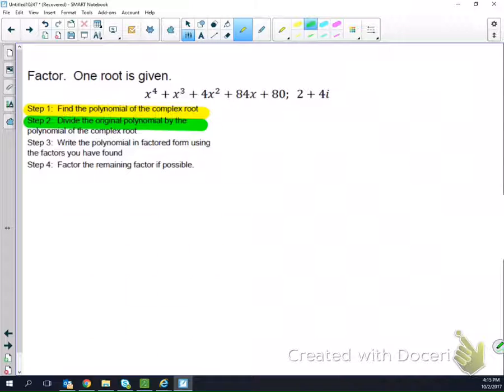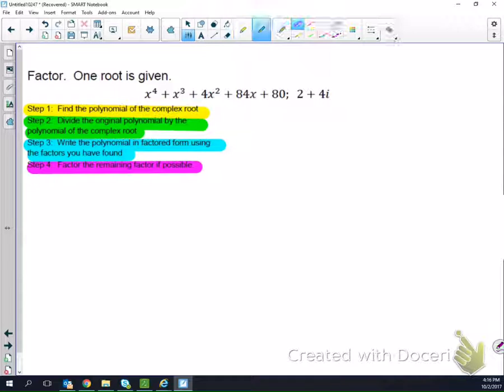Step 2, we're going to divide the original polynomial by the polynomial of the complex root. Then for our step 3, we're going to write it out in its factored form using the two factors we'll have found. And then finally in step 4, we're going to factor out the remaining factor if it's possible. All right, so let's start out with finding the polynomial of the complex root.